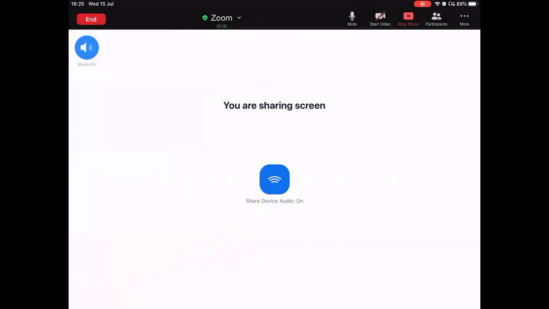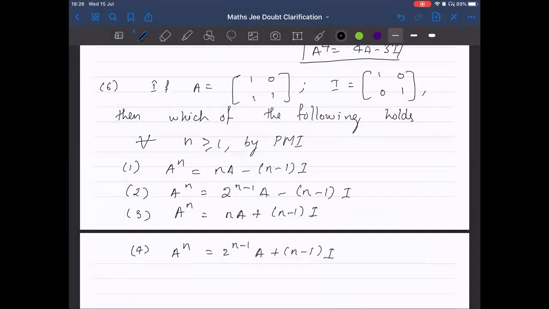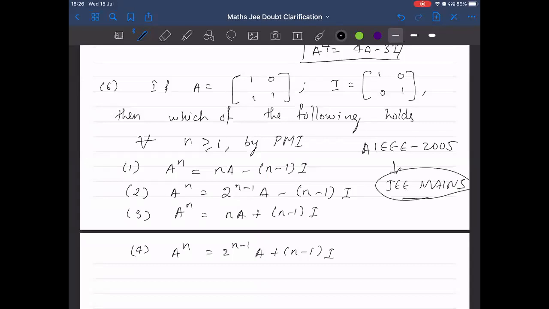I think there is only 5 minutes left, so let us finish this session with a good problem. Actually, the problem we have just seen is a AIEEE 2005 problem, which is nothing but JEE Mains. You can expect these types of problems in the JEE.